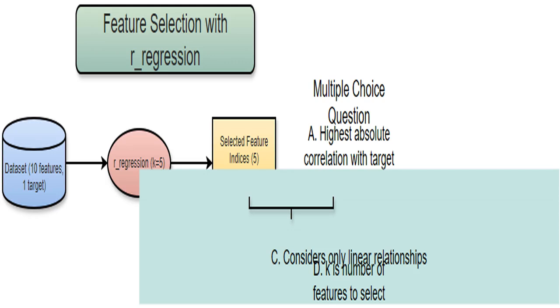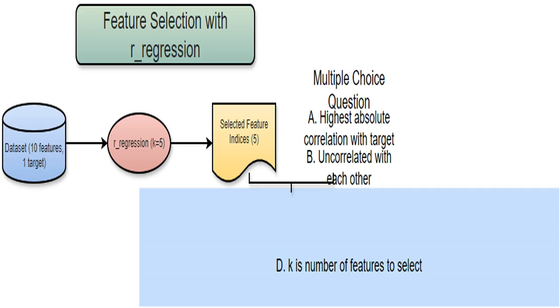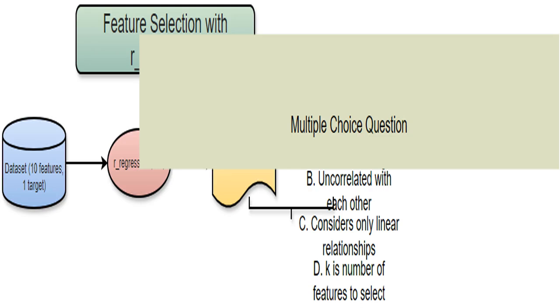This is true. r_regression relies on correlation, which measures only straight-line relationships between variables. It ignores any curved or more complex relationships. Yes, k in r_regression tells me how many of the top features to keep. It's not about how many to throw away. This is simply the type of question we are solving. It's a multiple-choice question about understanding how r_regression works.